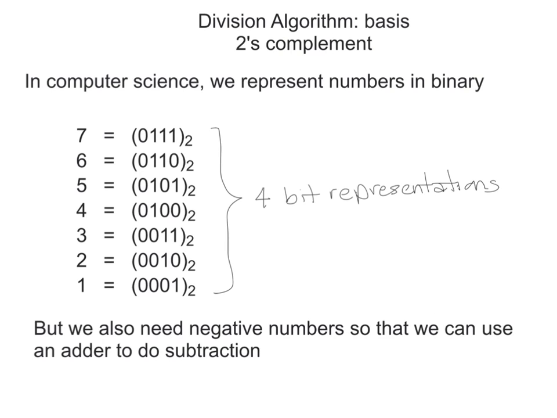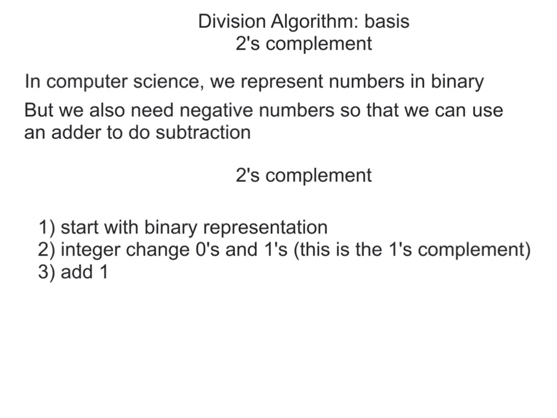In computer science, we represent numbers in binary, which is base 2. Here, using a 4-bit representation, you can represent the numbers 1 through 7. But we also need negative numbers so that we can use an adder to do our subtraction. And that's where 2's complement comes in. 2's complement is what we use to represent negative numbers.